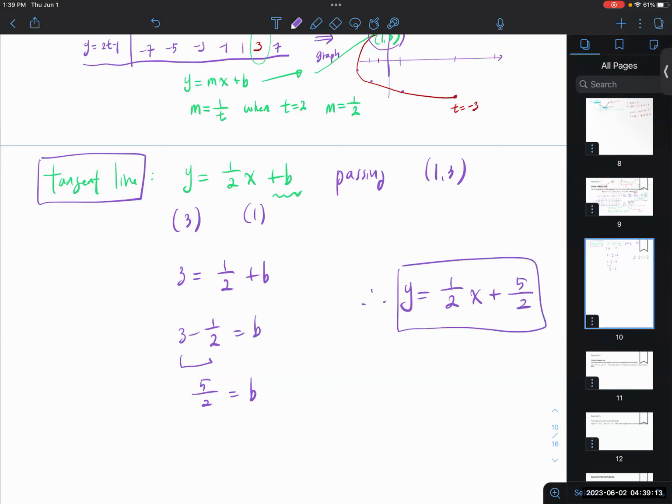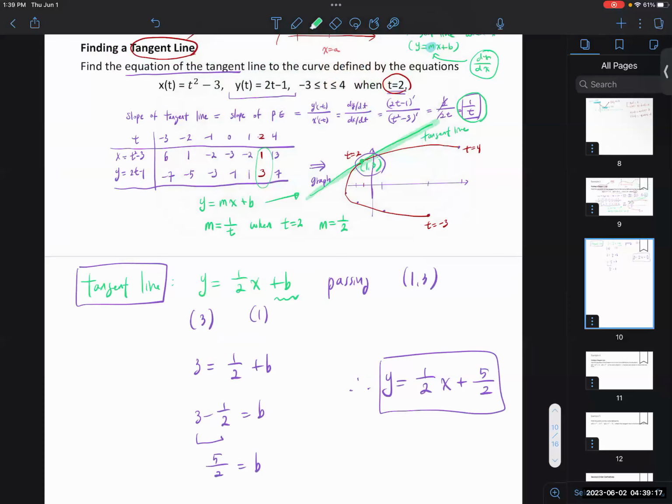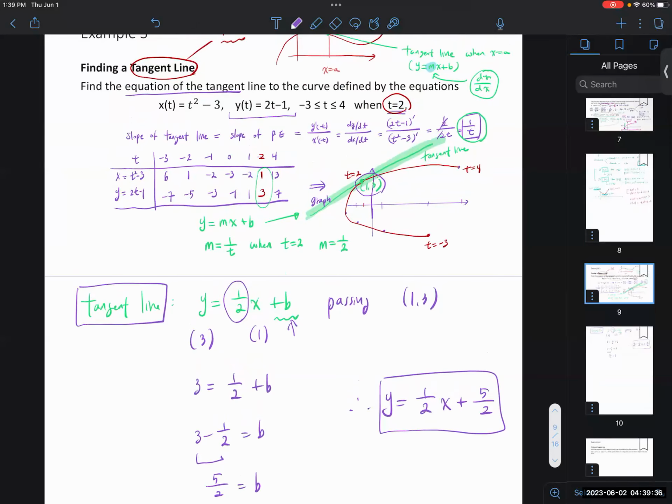That's the tangent line. This is a tangent line when t equals 2, and it's passing through (1, 3), so you can find out b, and we already know the slope is 1/2. This is the y-intercept, this is the slope. So that's how you find the y-intercept and slope for the tangent line of the parametric equation. Does it make sense to you? Yes?